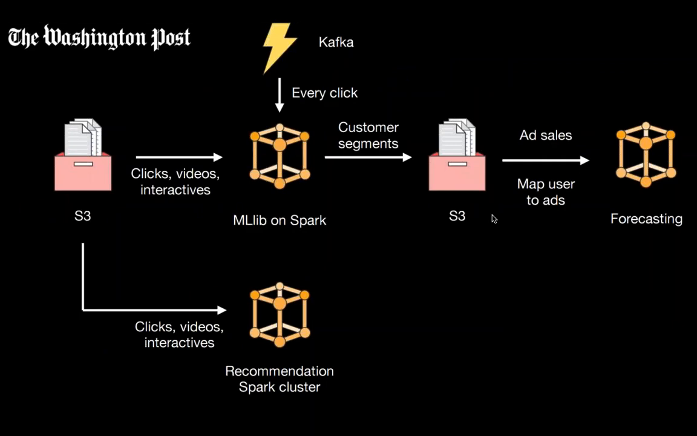And just drilling into the Washington Post example, I wanted to show you this because it kind of talks to what we were talking about before, where a lot of customers use multiple different clusters. Washington Post look at the number of clicks, the number of videos that people look at, any kind of interaction, and they've got MLlib there running some kind of machine learning algorithm that's segmenting their customer base, which they then look to map users to specific ads. But they also have a recommendation cluster as well that you can see down the bottom there, where they're recommending particular content to users.